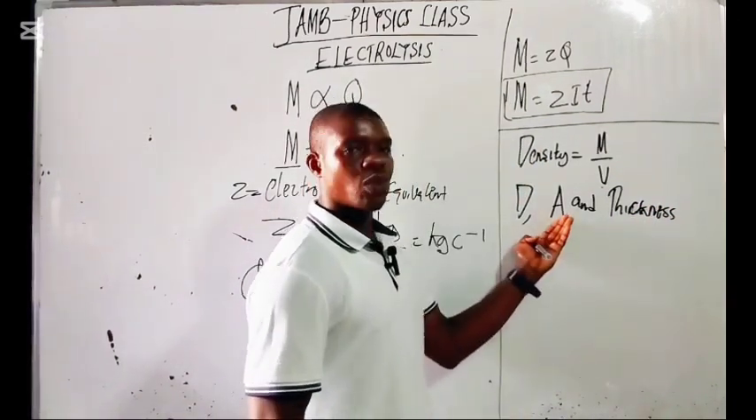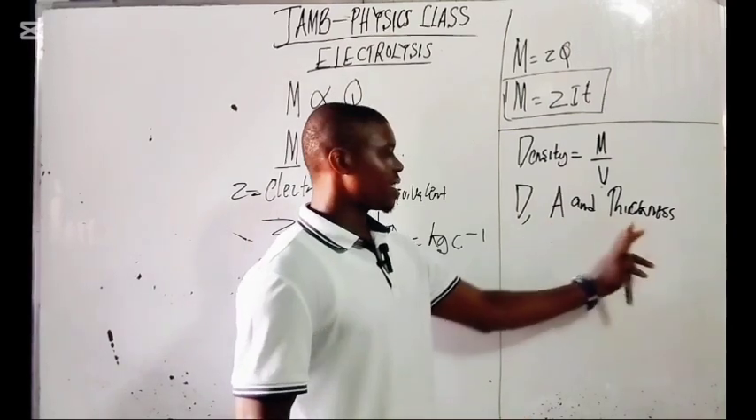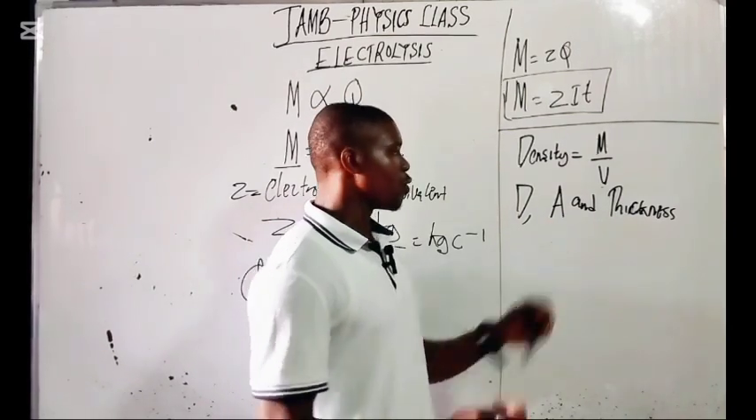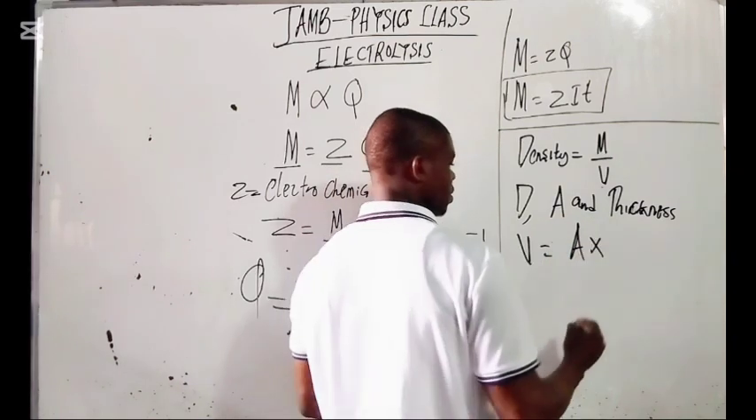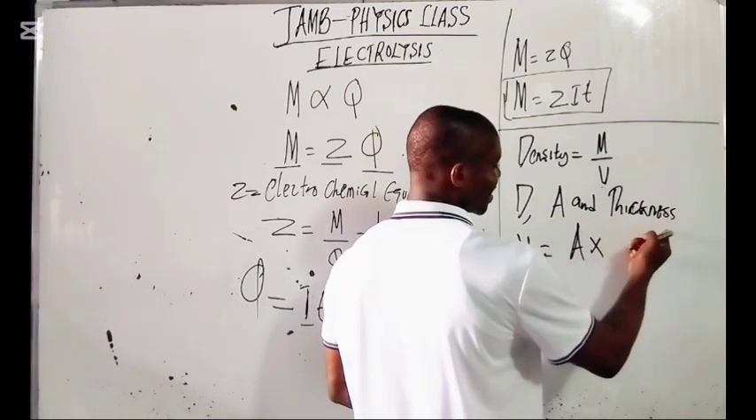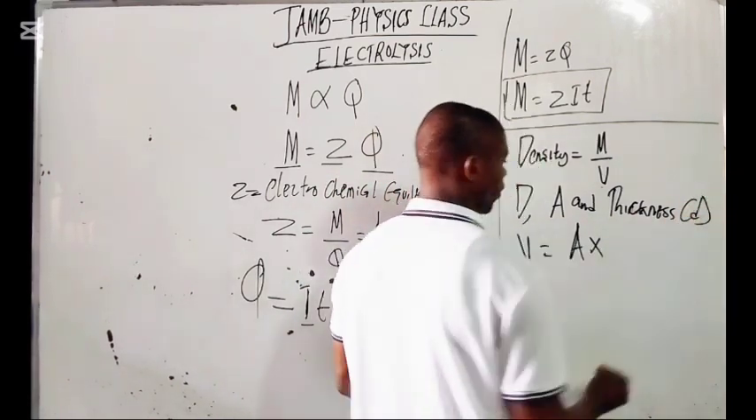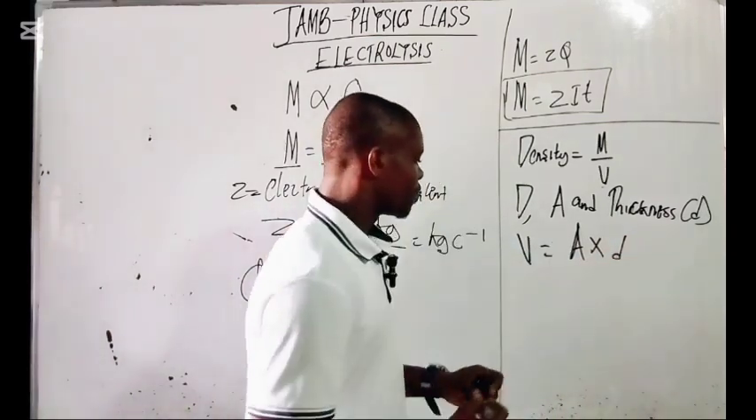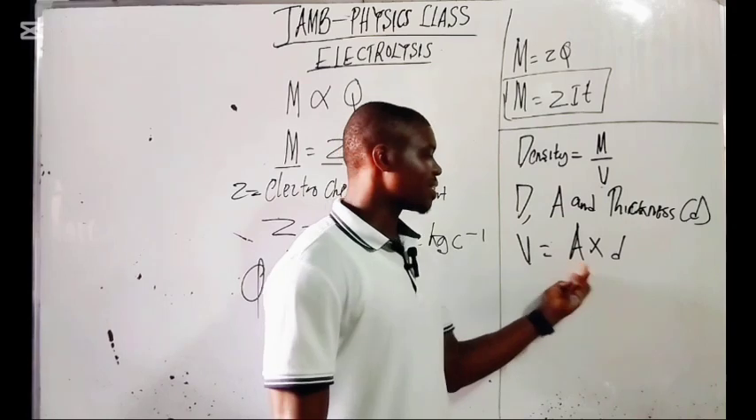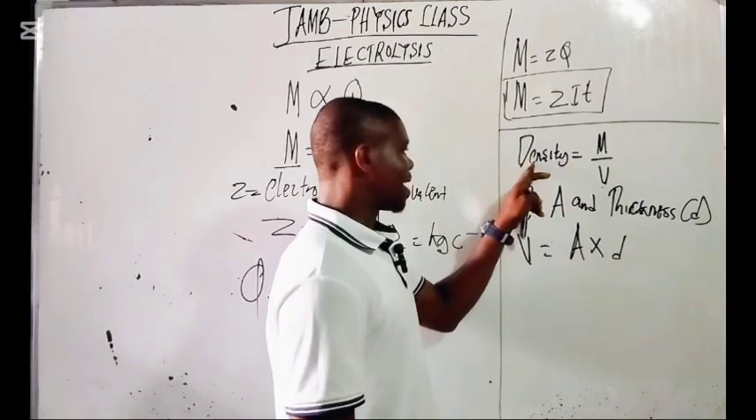Now, area is in meter square. Thickness is in meter. So my volume equals to what? Area times the thickness, which is denoted with D. So it's going to be area times D here. So volume equals to area times the thickness, right? Now density.